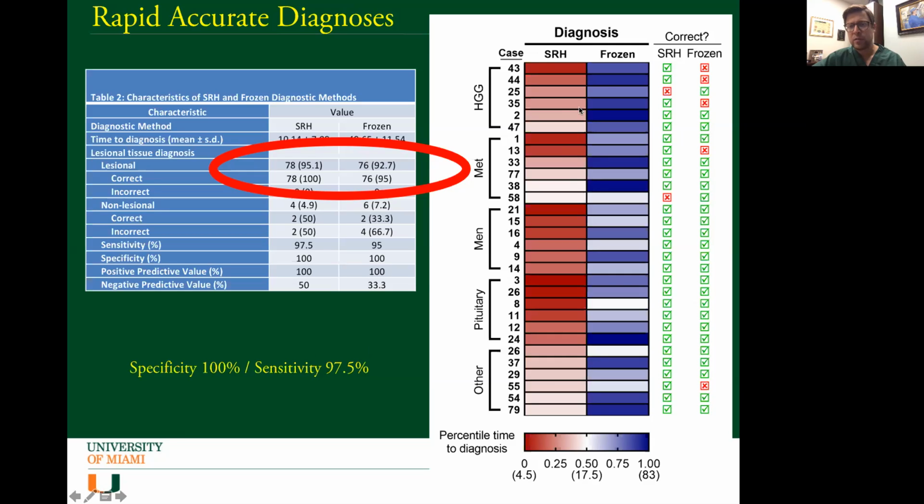And on the right here, if you look at the correct diagnosis being made by the pathologist using either SRH or the frozen, you could see that in each case, there were actually errors made in different areas, indicating that if you use these two technologies together, both frozen and SRH, there could be synergy, and you could actually provide a more accurate frozen diagnosis by using them together.